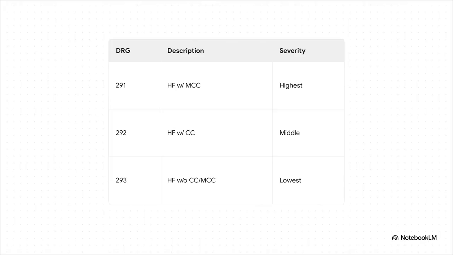Now, what's really interesting about this slide is the triplet structure mapped out here. Let's use heart failure as an example. Depending purely on the secondary diagnosis you capture, you can land way down in DRG 293. That's the lowest severity level, meaning no complication or comorbidity. But watch this. If you capture just one major complication or comorbidity, an MCC, you jump all the way up to DRG 291. That single MCC drastically changes the severity level. It proves the patient required way more resources, and therefore it appropriately bumps up the reimbursement.